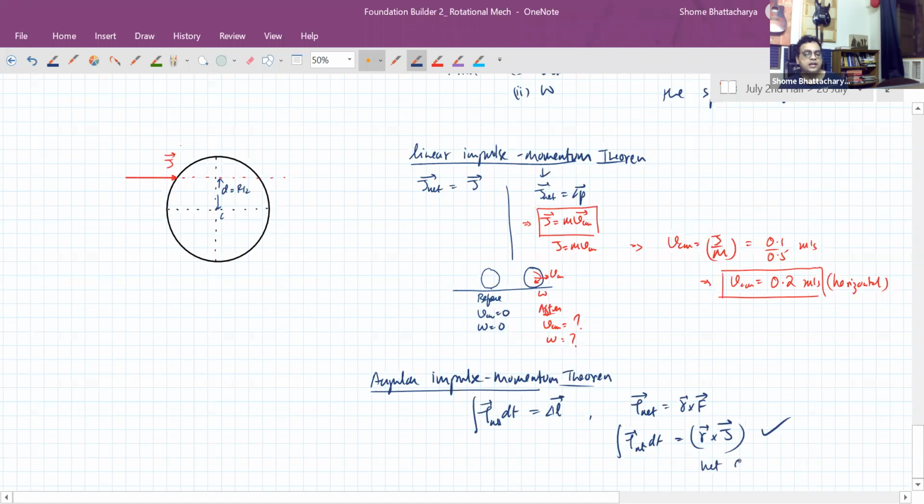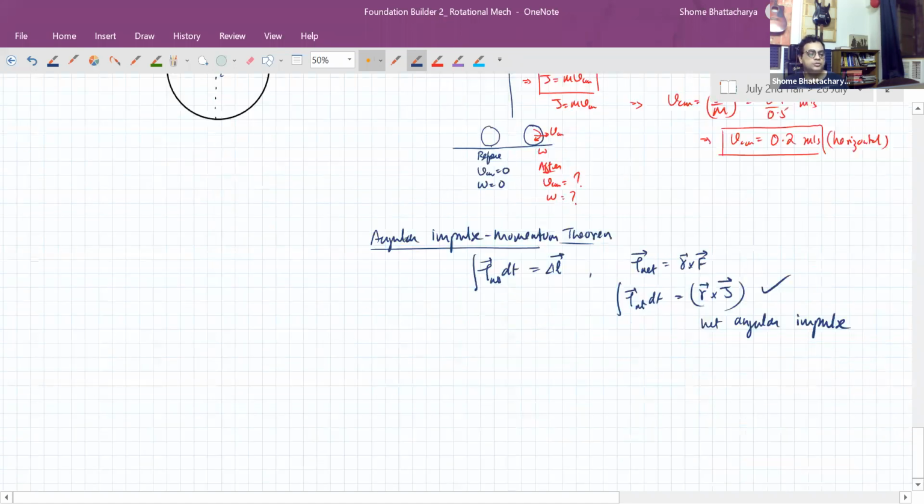This is the net angular impulse about the center of mass. So now you can see that the moment arm for this J, the point where it's acting, is actually this. So this is your R vector. When we take the cross product, it actually becomes this perpendicular distance into this.